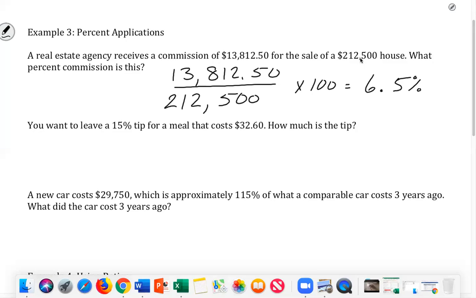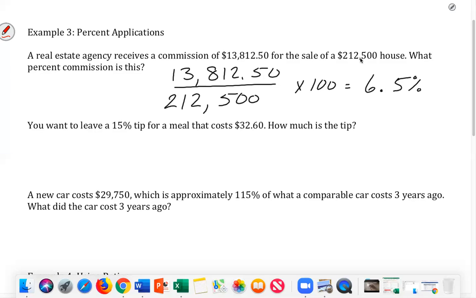All right, so you want to leave a 15% tip for a meal that costs $32.60. How much is the tip? Now, a bunch of parents have a different way of doing this. Some parents will teach their kids for every $10, you leave $2 in tip, and that would be for like a 20% tip. So here, if you want to leave the exact percent tip, I like to do the proportion stuff, but there's actually another way.